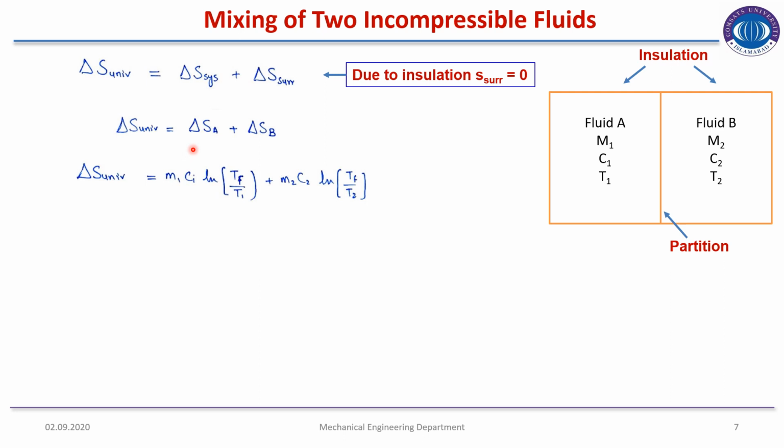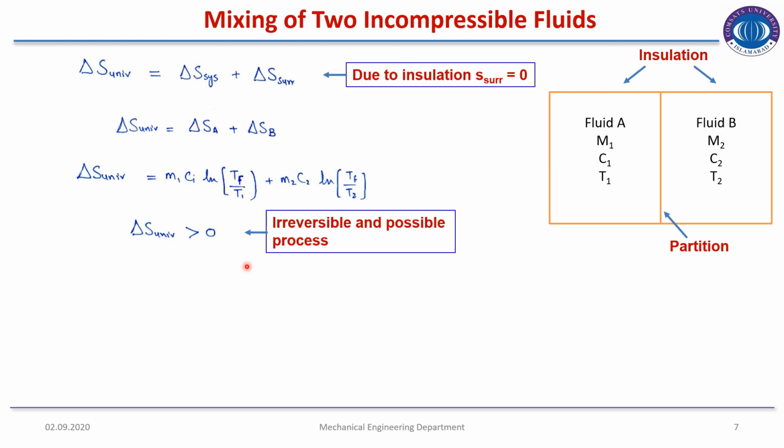We have already calculated these delta SA and delta SB. So the change of entropy of the universe is equal to m1 c1 natural log TF over T1 plus m2 c2 natural log TF over T2. In the entire equation there is no negative sign, so the change of entropy of the universe will be a positive value. So this calculation suggests that this process is a possible process and this is also an irreversible process.